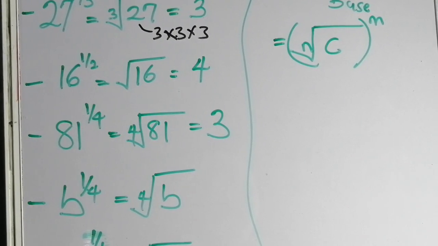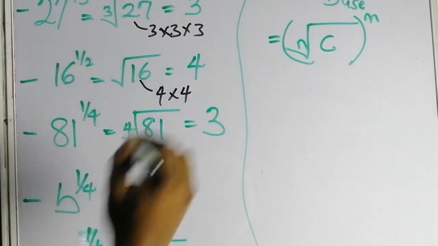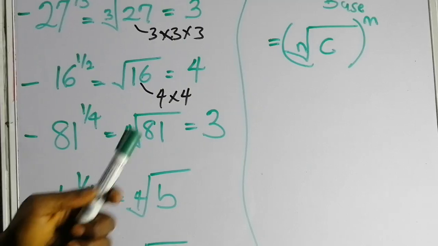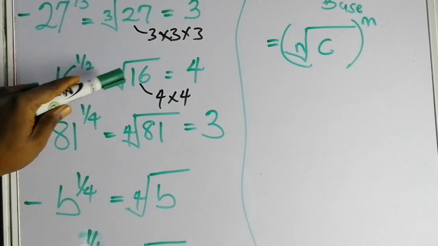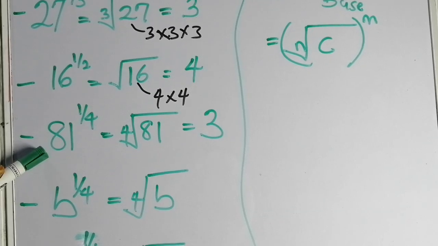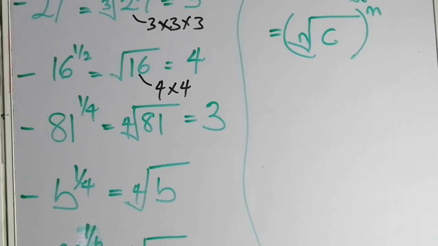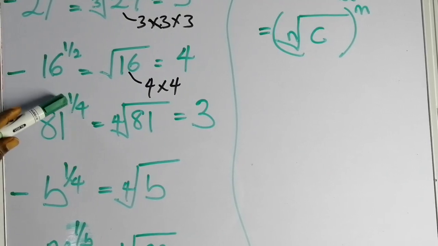4. It means that I can multiply 4 two times. This is the same thing as 4 times 4. So 4 times 4 will give us 16. So square root of 16 will give you 4. The same thing applies here: 81 raised to power 1/4. This is fourth root. Fourth root is 1/4.